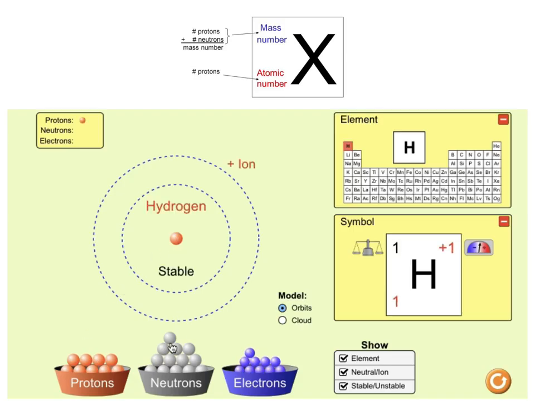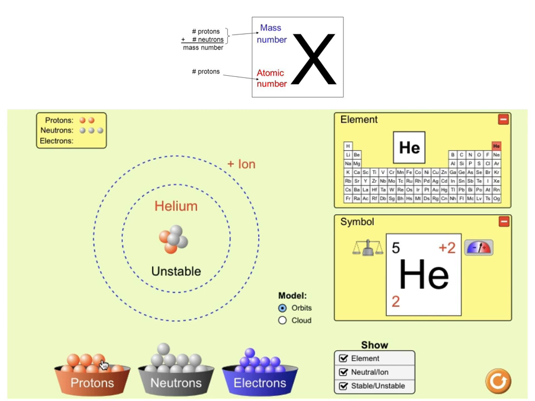Welcome to Accelerated Chemistry. If all atoms are composed of the same subatomic particles, what makes the atoms of one element different from those of another? The answer is the number of these particles. The most important number to the identity of an atom is the number of protons in its nucleus. The number of protons defines the element.